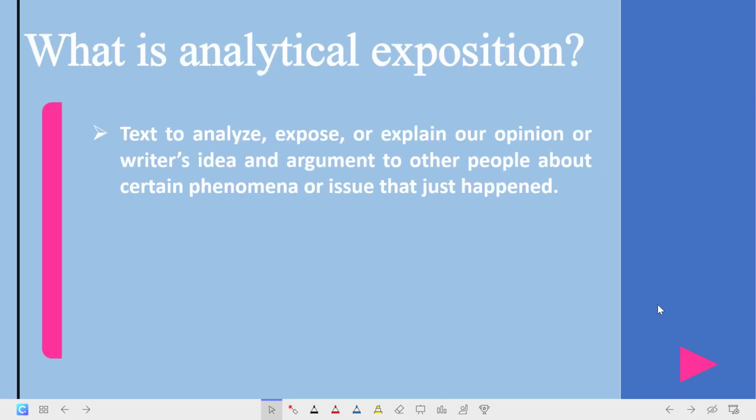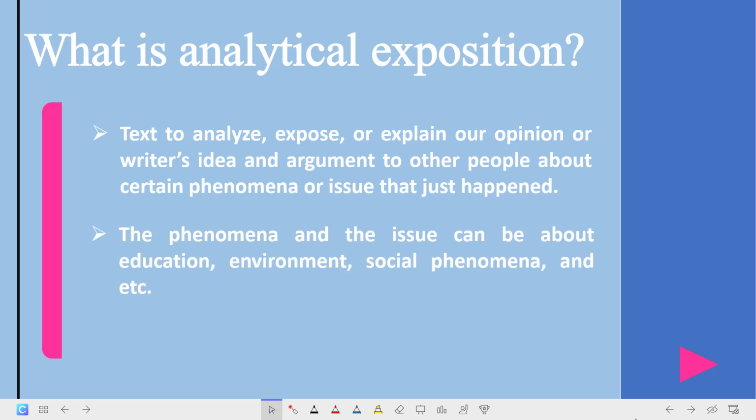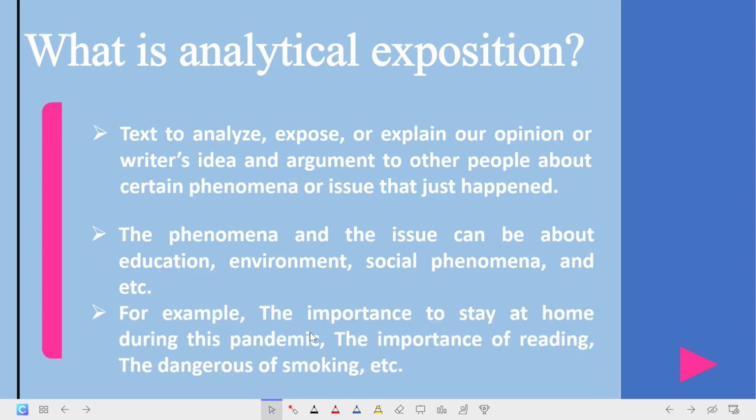It is a text to analyze, expose, or explain our opinion or ideas and arguments to other people about certain phenomena or issues that just happened. The phenomena and the issue can be about education, environment, social phenomena, and etc. For example, the importance of staying at home during this pandemic, the importance of reading, the dangers of smoking, and etc.